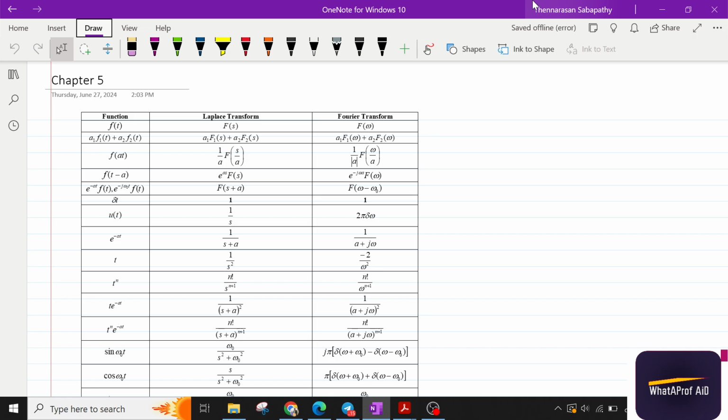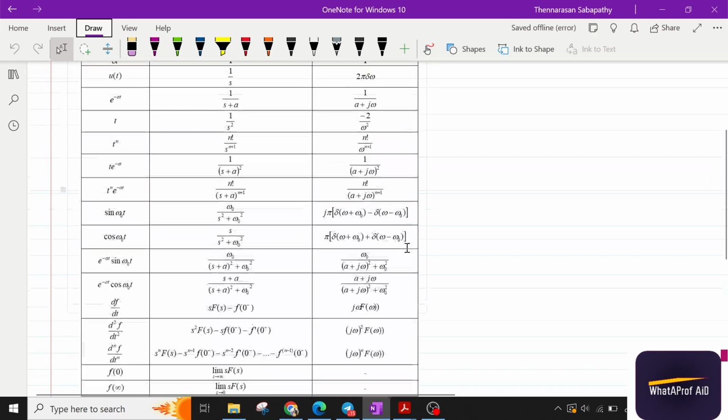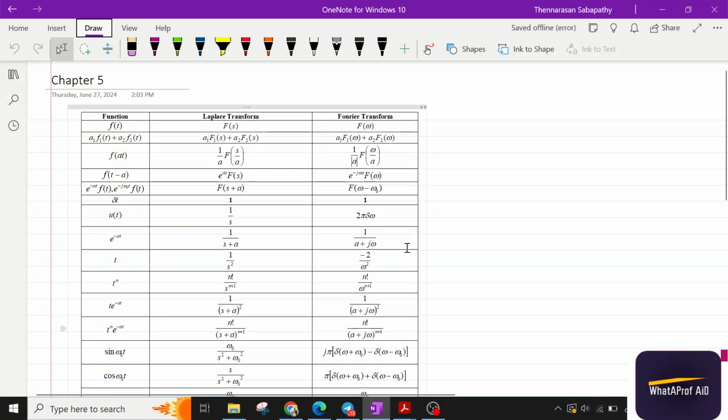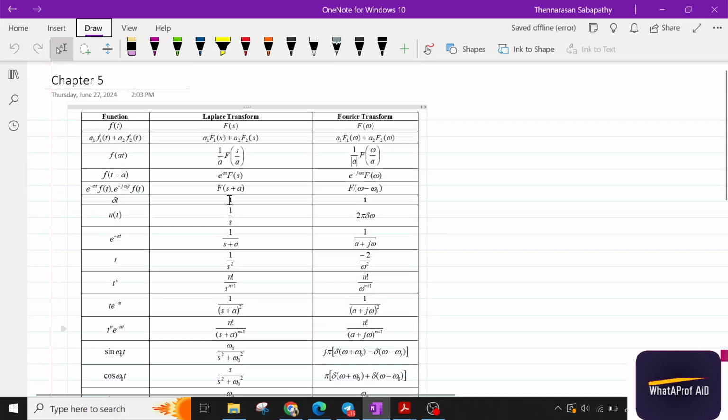The expressions are slightly the same. Only a few actually have a difference. For example, for the unit step function, you will have a 2 pi delta omega. But for this function, it's almost the same. Anyway, the table will be given, and you can use this table to find the Fourier transform, and from the Fourier transform, if you have to go to the time domain, you can use the table as well. So we will use the table when we solve the question.